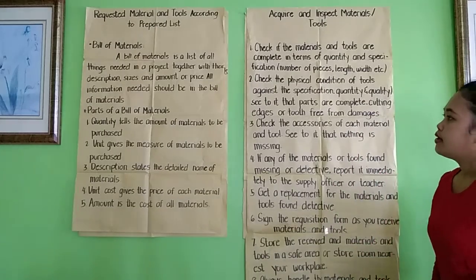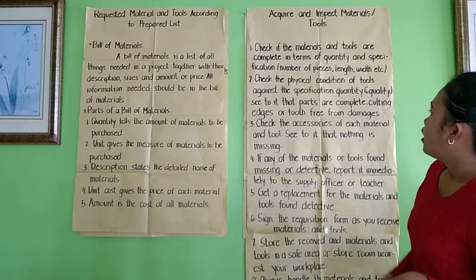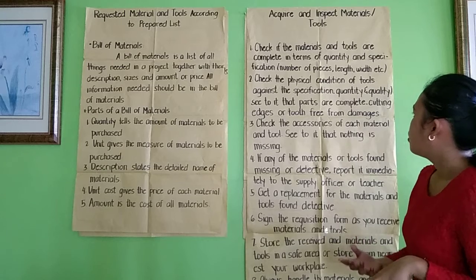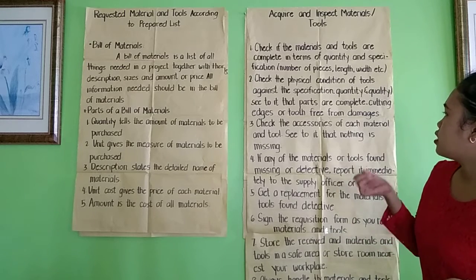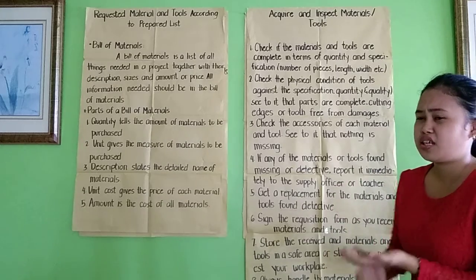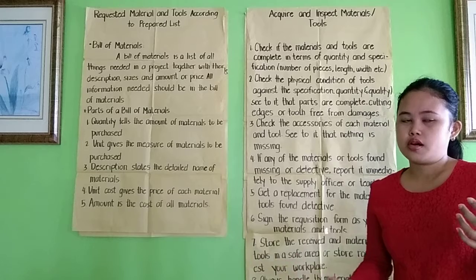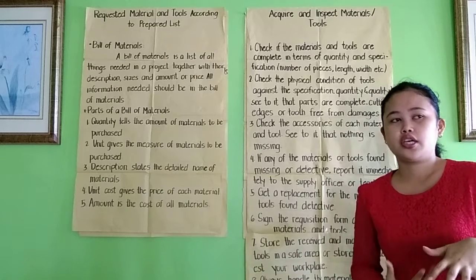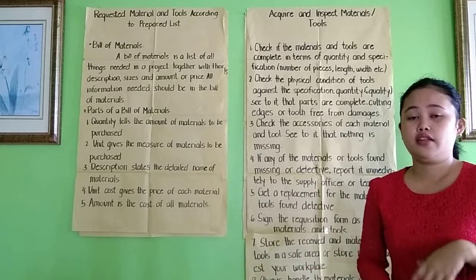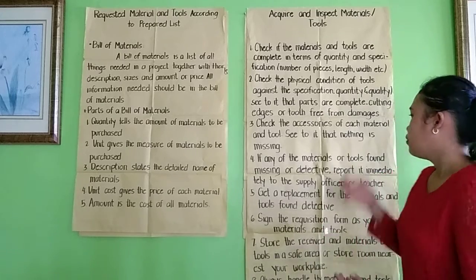Next is check the physical condition of tools against the specification, quantity, quality, to see to it that parts are complete, cutting edges, or tooth-free from damages. So as I've said, before you're going to acquire materials or tools, you have to carefully check it to avoid damages. And if there is damages, you have to ask for replacement.